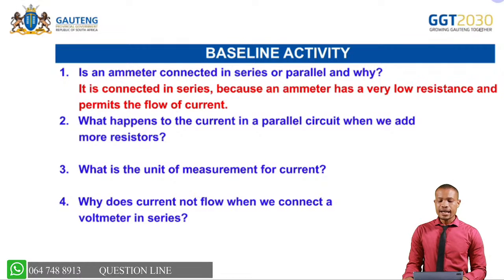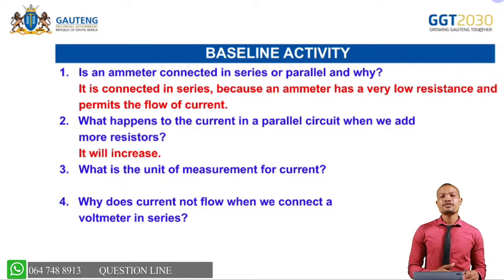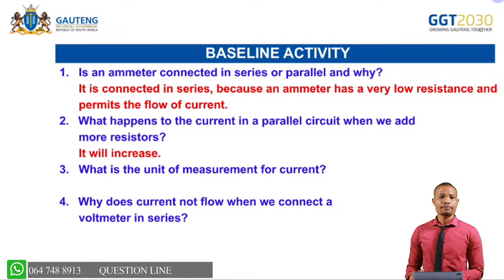Question 2, what happens to the current in a parallel circuit when we add more resistors? Anyone? Yes, that is correct. When we add more resistors in a parallel circuit, the current is going to increase. Why? That is because we are using less energy from the battery to overcome the resistance. In a parallel circuit, when you add more resistors, the overall resistance or the equivalent resistance of that parallel circuit will decrease. Okay? But in a series, the resistance increases and hence the current strength will decrease. Okay, don't confuse the two.